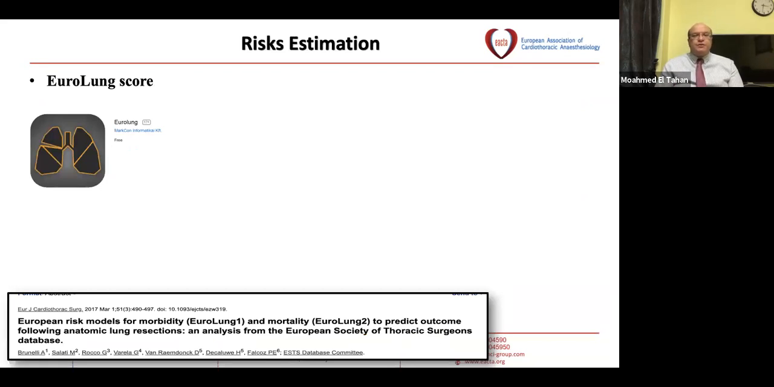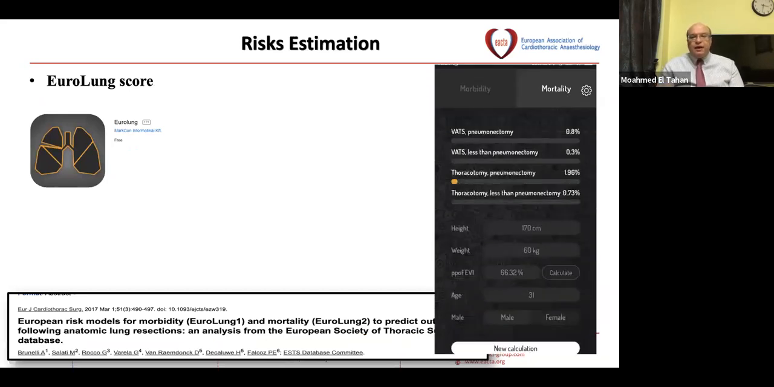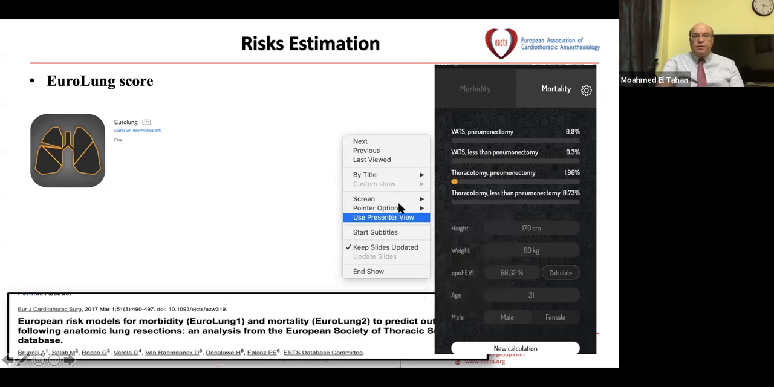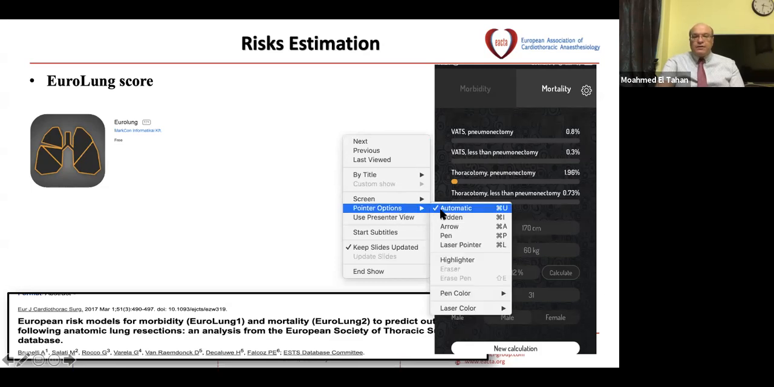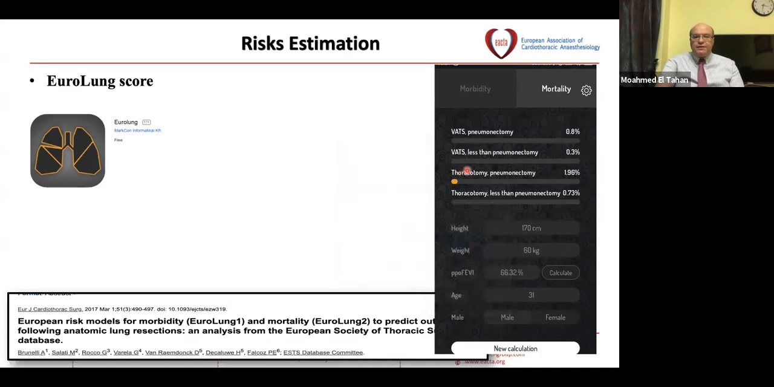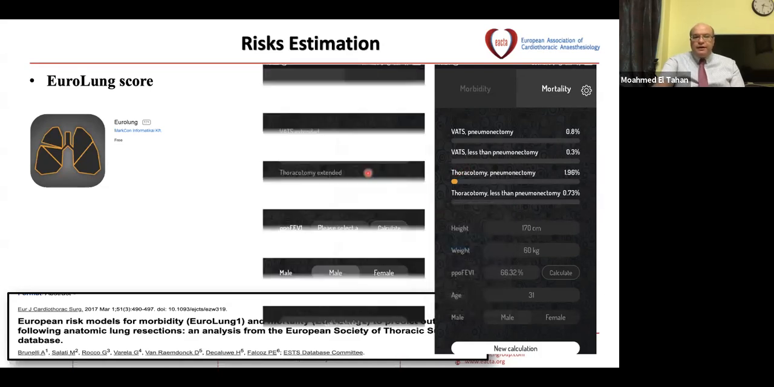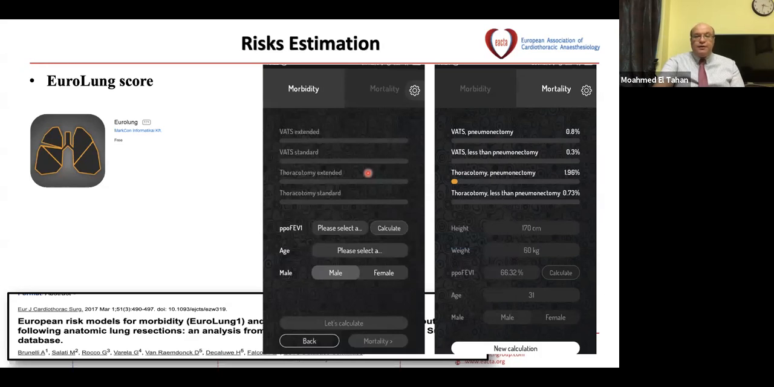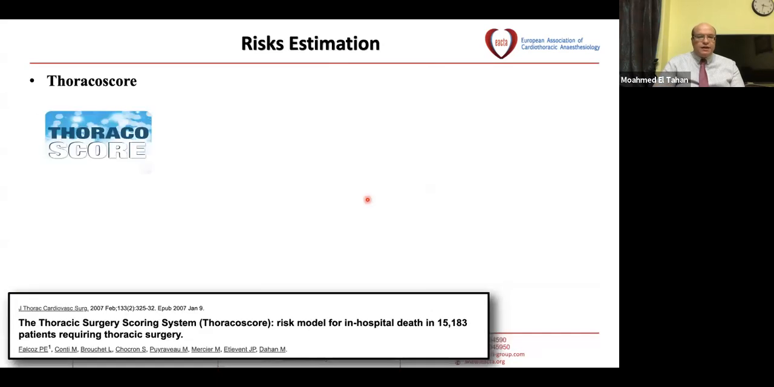We have some scores to evaluate our patients. The Eurolung score 1 and 2 can be used. As you can see here, it has different parameters, including height, weight, predicted post-operative FEV1, age, gender, and extent of surgery, including pneumonectomy, less than pneumonectomy, or thoracotomy with pneumonectomy. This is predicted for mortality. We can also predict morbidity based on predicted post-operative FEV1, age, and gender, without extent of surgery.